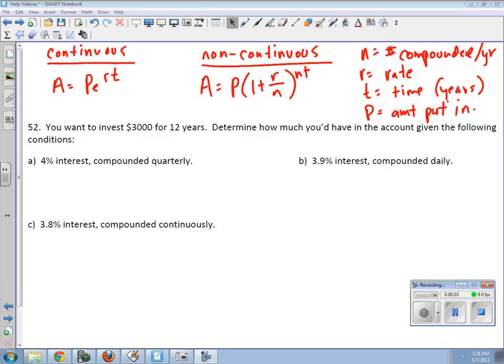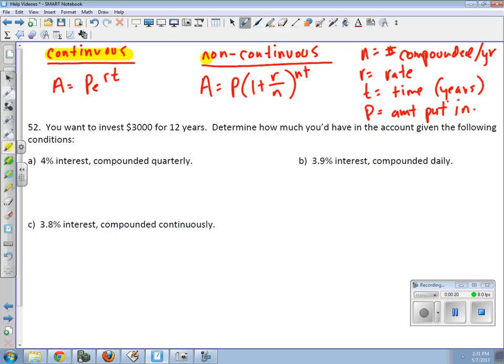All right, when looking at number 52, there's two main formulas that you want to remember to be able to do this question. The first one is your compounding continuously formula, which is A equals P e to the RT. That is what you're going to use whenever it says that interest is compounded continuously.